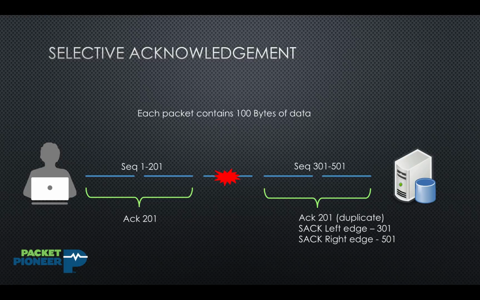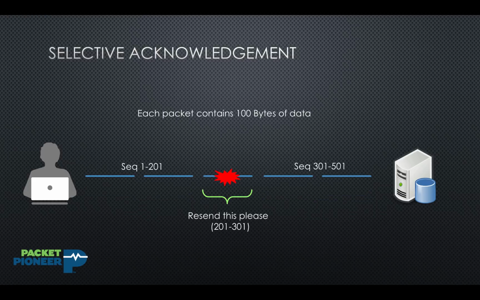So here again, the server is saying, I'm good to 201, I've received 301 to 501, but what I'm missing is this one right in the middle. In a way, it's saying, please resend 201 to 301. Now, hopefully the client gets the hint and goes ahead and sends that retransmission. But to really see how this works within Wireshark, let's go ahead and open up a trace file and dig into it to see how it works.